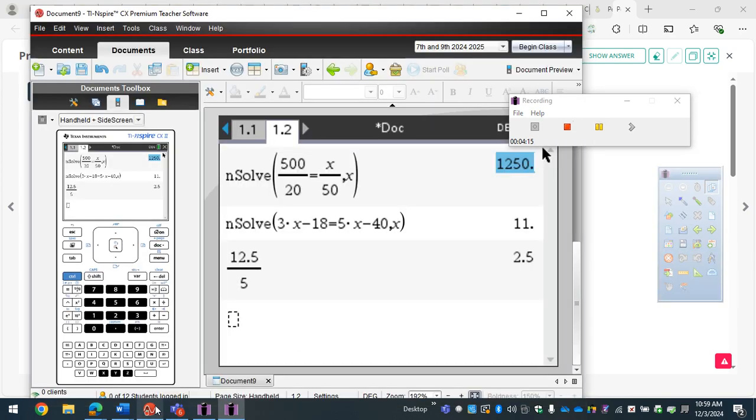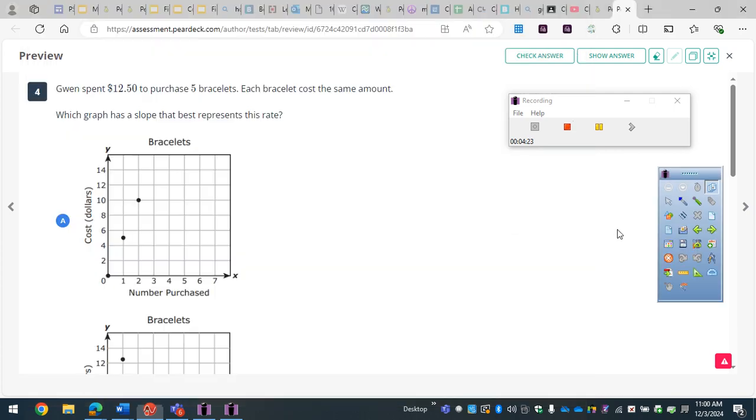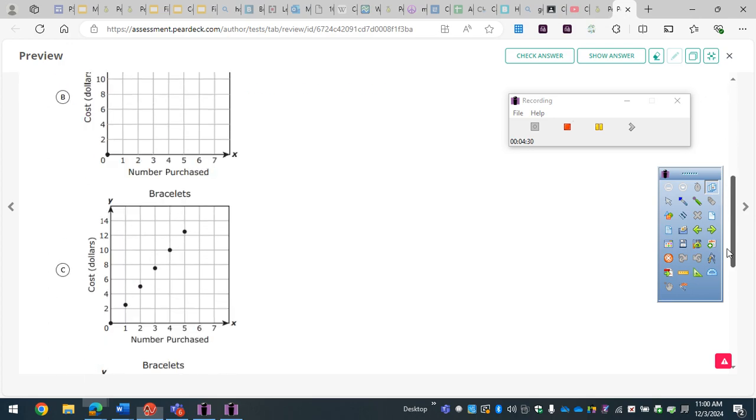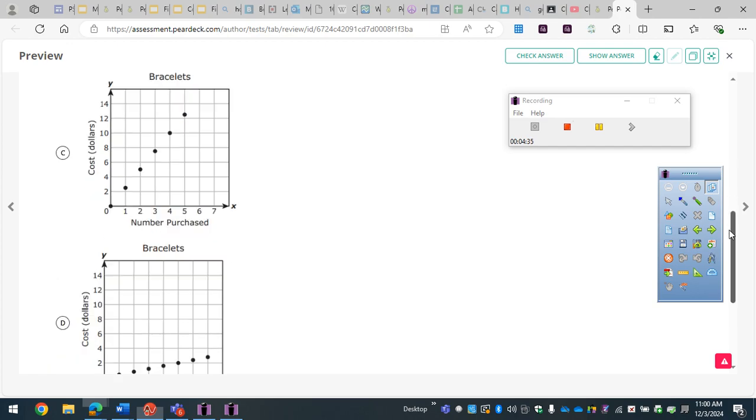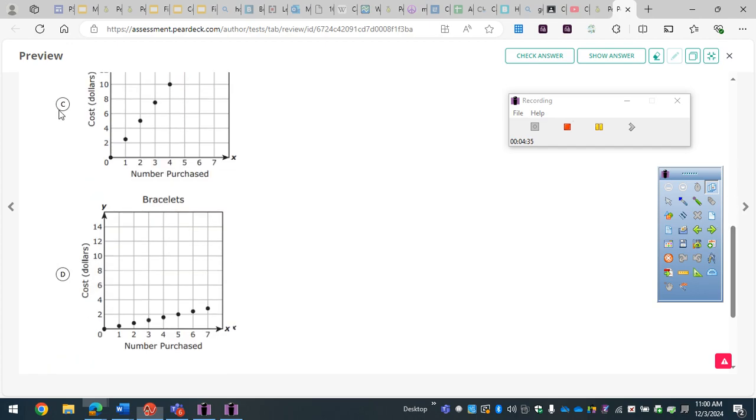So I went ahead and calculated it. I put the 12.5 over 5, it gave me 2.5. That's 2.5 over 1. So if you're at 1, 2.5, let's just go back and read the answer in the questions. So at 1 should be at 2.5. 1 bracelet should be at 2.5. Let me look at that. 1 at 1, 2.5. That looks about right. Oh, yeah, 1, 2.5. So the answer for that one is C.